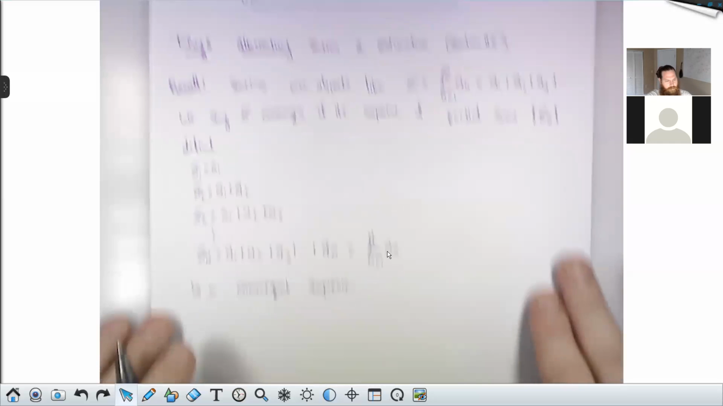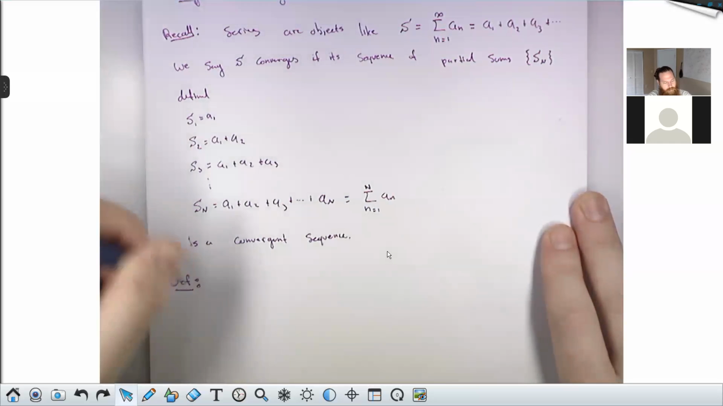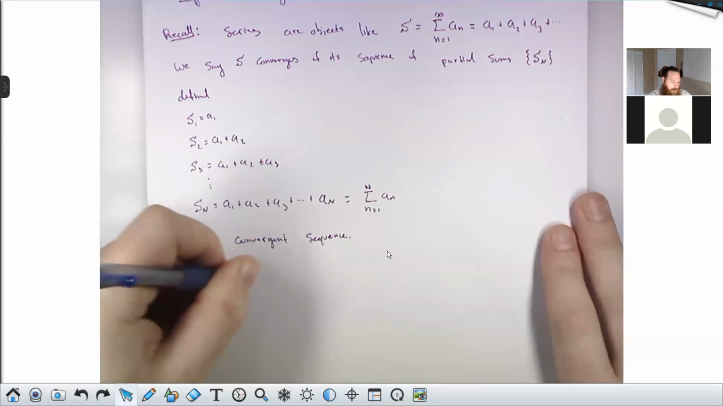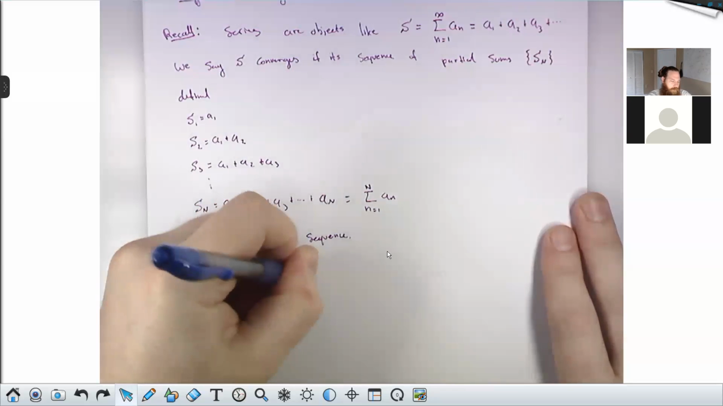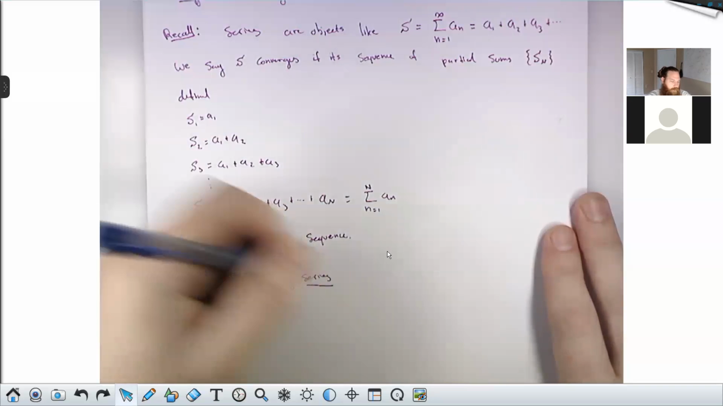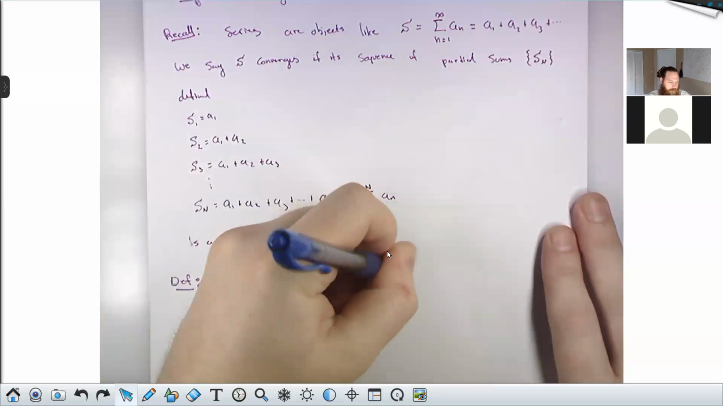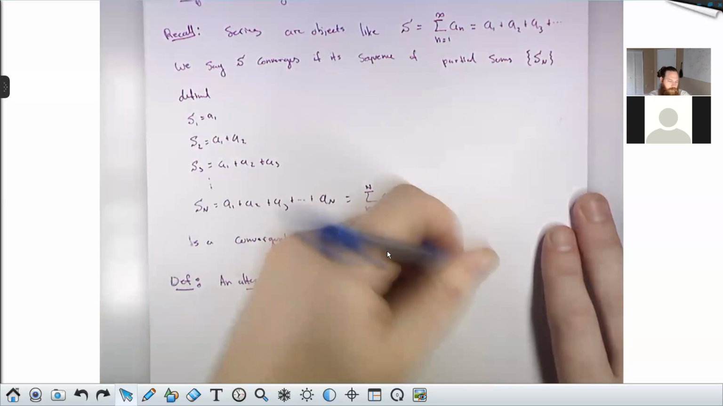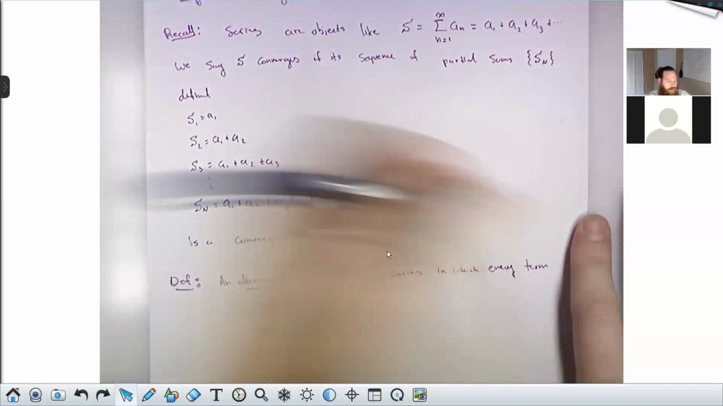An alternating series does not have only positive terms. So an alternating series, and that's what we're defining here, is a series in which every term changes sign.